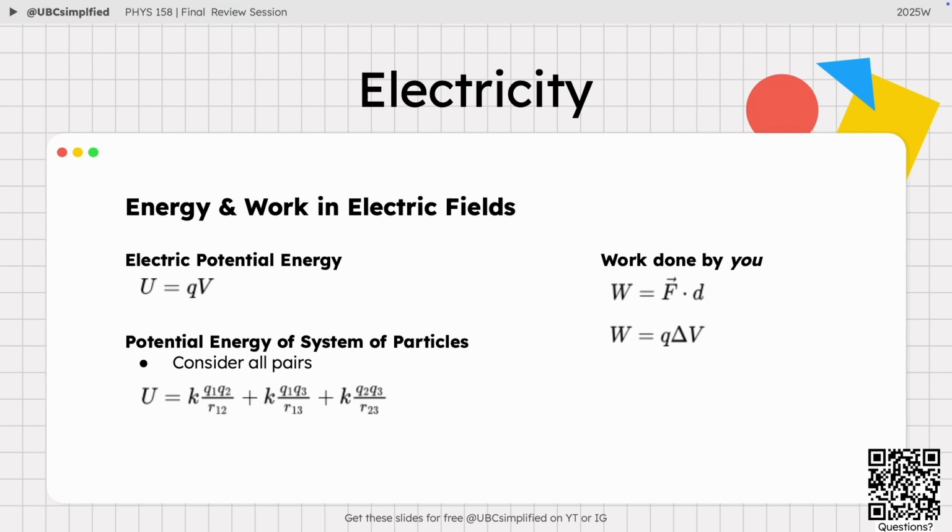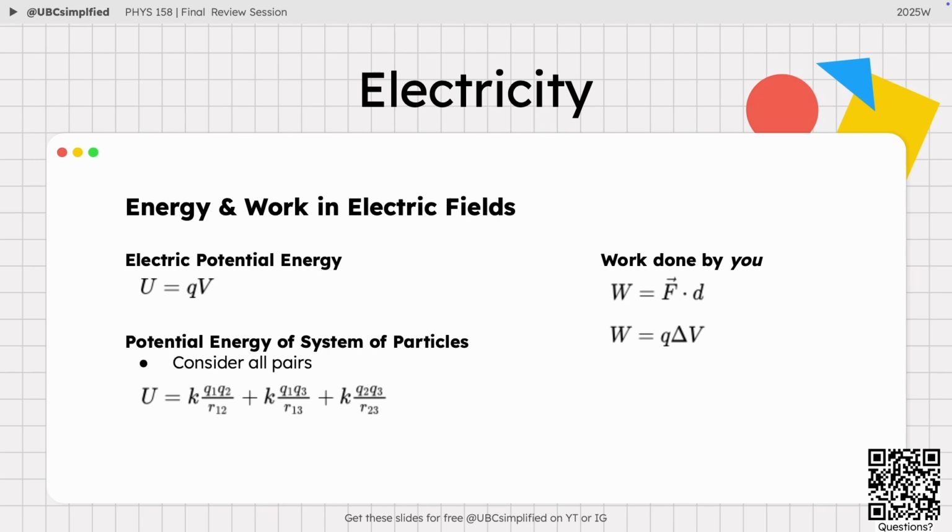Say you have 3 particles, 1, 2, and 3. You'd first find the potential energy between the first 2, then between the other 2, and then between the last 2. You just add up all their potential energy, because energy is a scalar, and that gives you the potential energy of the entire system. And then work done by us on the system is just the charge that we're moving times the change in potential from initial to final.